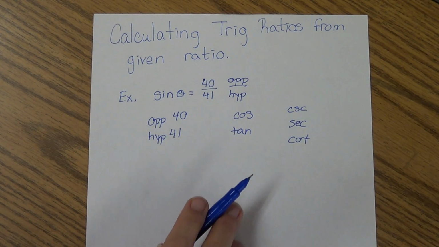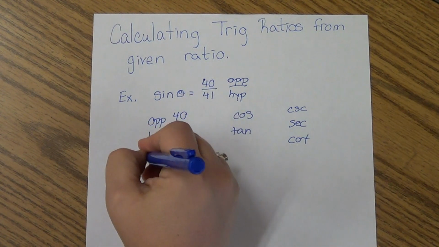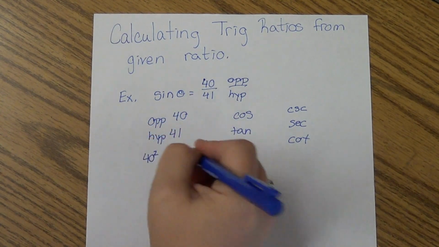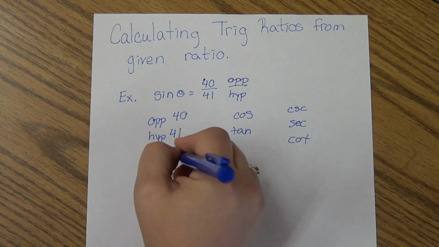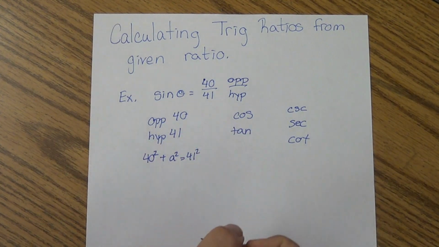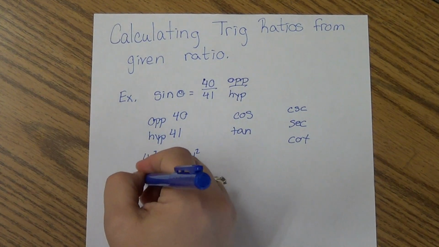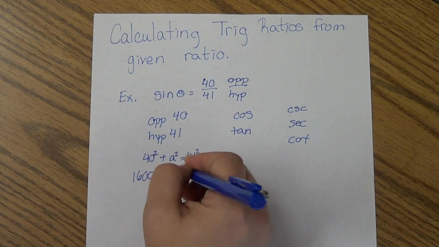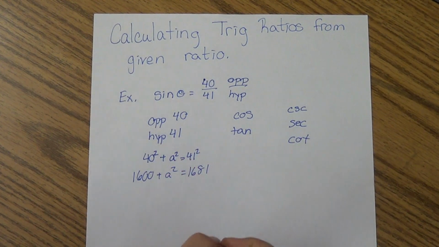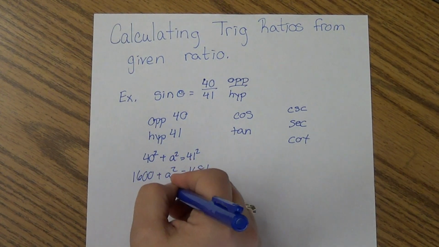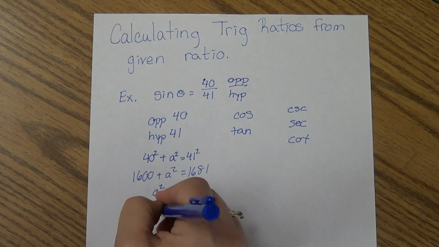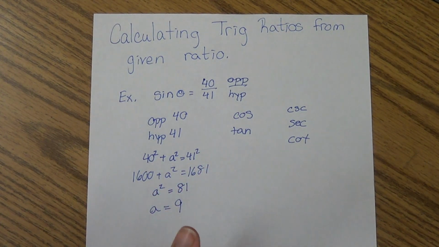Well, that's relatively easy to do. We can use the Pythagorean theorem. So we know that the opposite squared plus the adjacent squared equals the hypotenuse squared. So then we do our Pythagorean theorem, 1600 plus a squared equals 1681. Solve for a squared equals 81. So a equals 9. Remember back in the day we used to do plus minus 9? Well, that still applies, but if we're talking about triangles, you're not going to have a side of negative 9. So that's why we have positive 9 here.